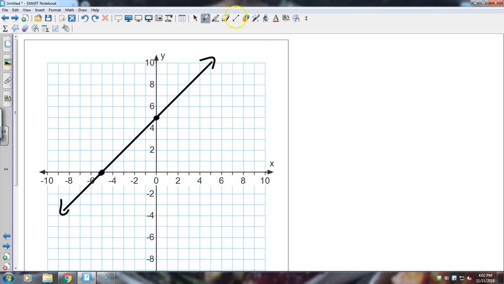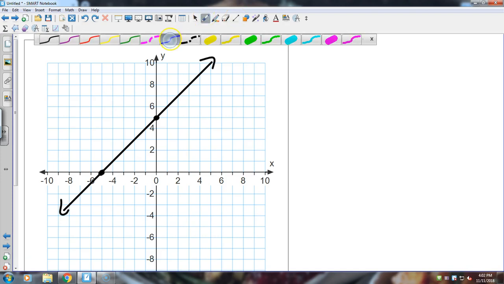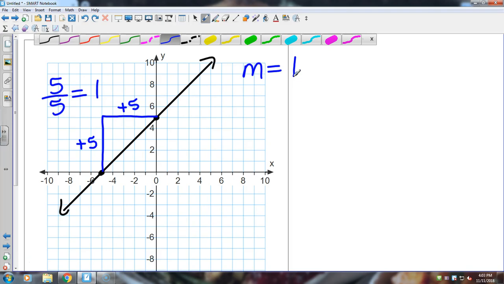So we're going to do rise over run. So this thing is going to rise and run. And let's look at those numbers. It goes up 5. So that's a positive direction. And it goes to the right 5, which is also a positive direction, which means my slope is 5 over 5, or just 1. So if I'm going to find something parallel to that, it has to have a slope of 1.